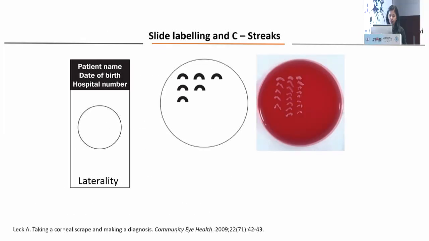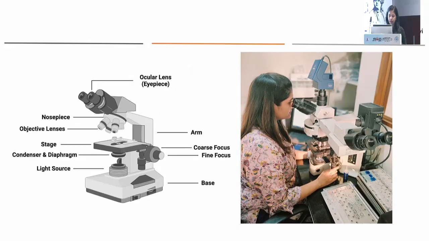This is how we label the slide. There are a few videos also, which I'll demonstrate at the end. The marking has to be done behind the slide, and you also note the laterality and the patient's number or name. And these are the C-shaped streaks which help us differentiate between contamination and growth. Any growth present in these C streaks should be taken as significant.